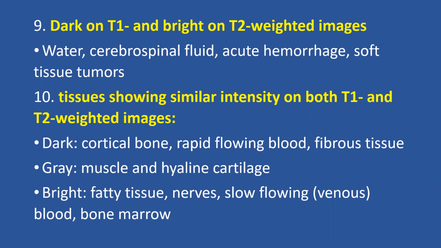Tissues showing similar density on both T1 and T2 weighted images are mainly muscle, cartilage, and fibrocartilage. These are similar. Cortical bone, rapid flowing blood, fibrous tissue. Muscle, I told you, is gray. Hyaline cartilage, gray on both. What is bright in T2 is fat. What is bright in T1, I'm speaking, is fat. In T2, it's water. Don't forget this, okay?